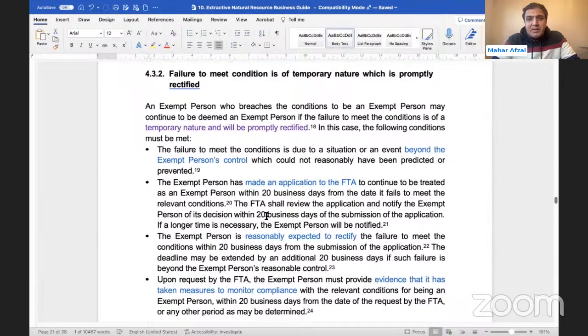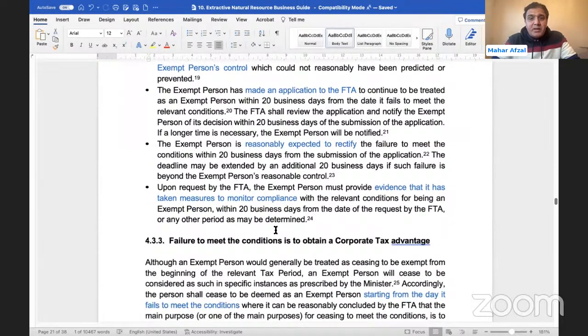If they are not meeting the conditions, then they need to look at whether these conditions are in their control or beyond their control, and what steps they have taken. They have mentioned that if they're not meeting the conditions and this is beyond their control, they should make an application to the FTA, expect to rectify in the future, and they need to maintain monitoring and compliance as well.